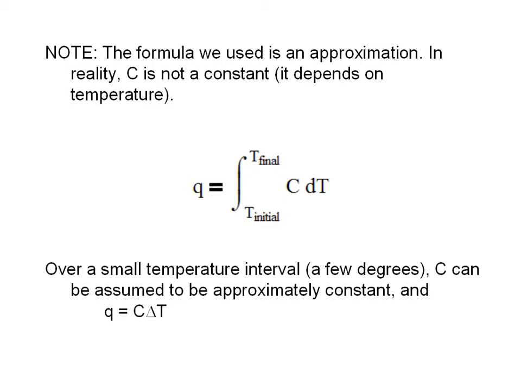Note that the formula we use in our calculation is, strictly speaking, just an approximation. In reality, heat capacity depends on temperature. So the proper mathematical procedure for calculating Q is to integrate heat capacity versus temperature from the initial to the final temperature, as shown in this equation. In most cases, we only deal with small temperature changes where the heat capacity can be safely assumed to be constant, and the formula we used works fine.